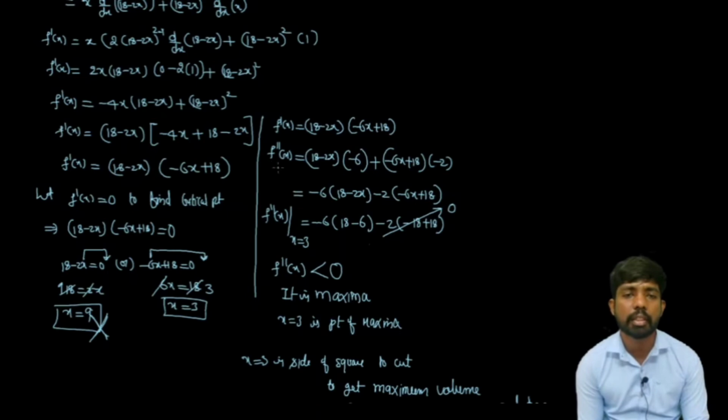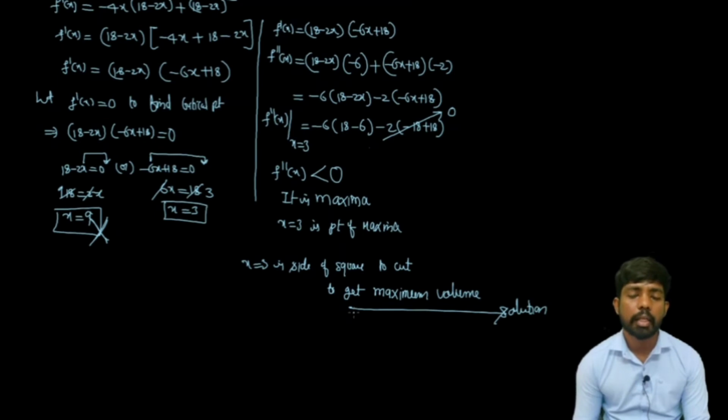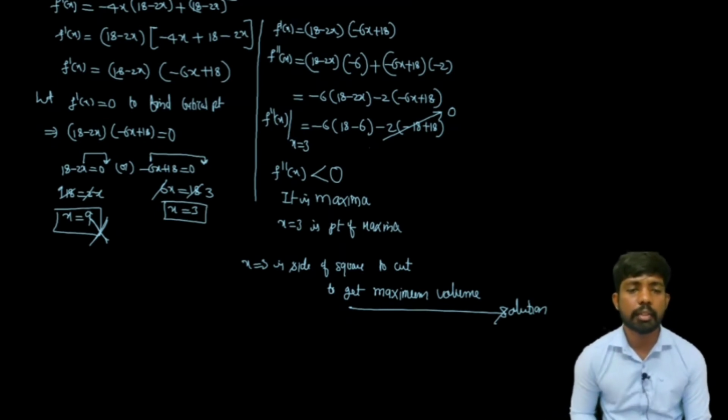Now double differentiate the function and substitute the critical point. If it is negative, hence it is the maxima, and the point x equals 3 is the point of maxima. Therefore x equals 3 is the side of the square to get the maximum volume. That's all. This is the solution.